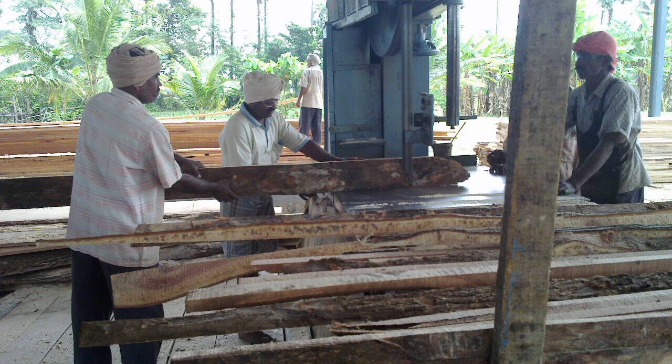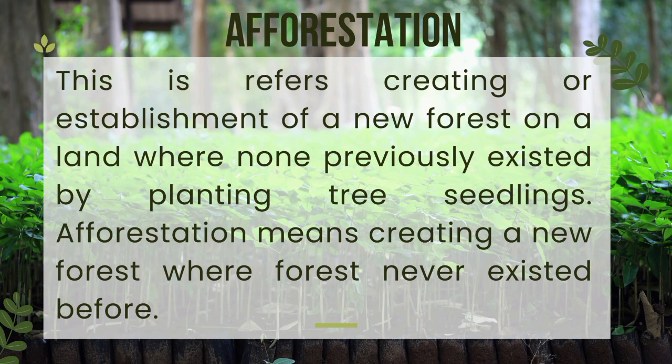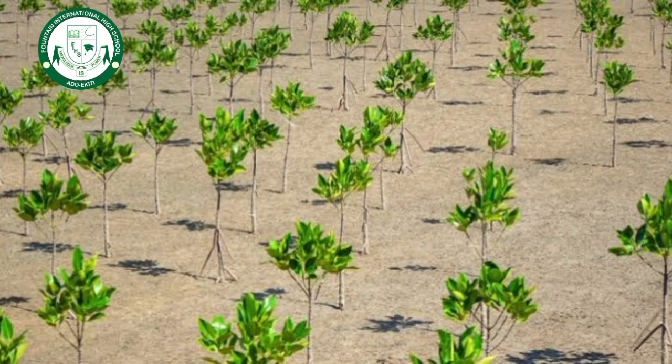That is that. Then two, afforestation. This is the creation or establishment of a new forest on a land where none previously existed by planting tree seedlings. Afforestation means creating a new forest where a forest never existed. Afforestation, in summary, refers to creating a forest in an area where we did not have a forest before. Okay, maybe we are starting a forest in a new area. Maybe we are planting the seedlings of the trees in a new area whereby we did not have a forest before.